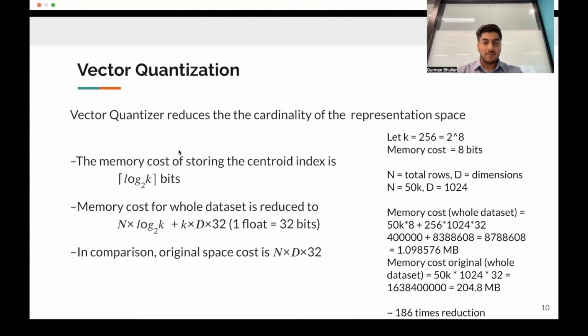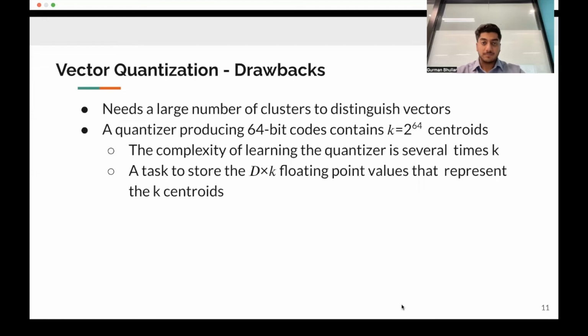So let's talk about some cardinality. The memory cost of storing centroids is log 2 k. The memory cost of the whole data set is this formula, but let's now understand with an example in more layman terms. N is the total number of rows and D is the dimensions. Taking these values that we have taken in the recent example, the memory cost comes out to be 1.09 MB, and the memory cost of the original data set is 204.8 MB. So about a 186 times reduction happened.